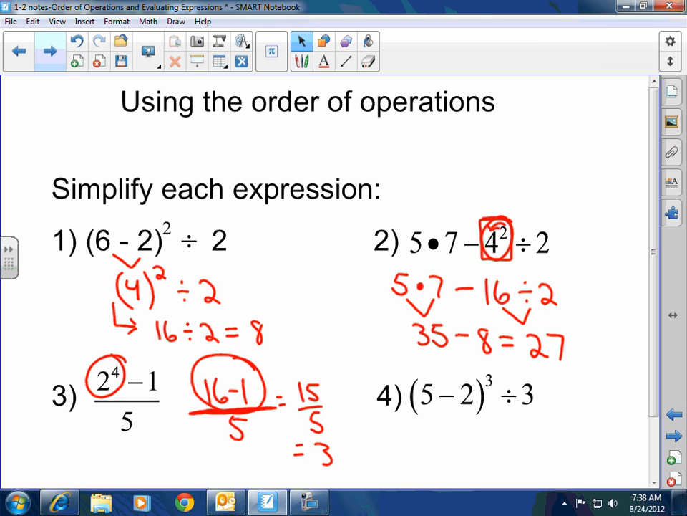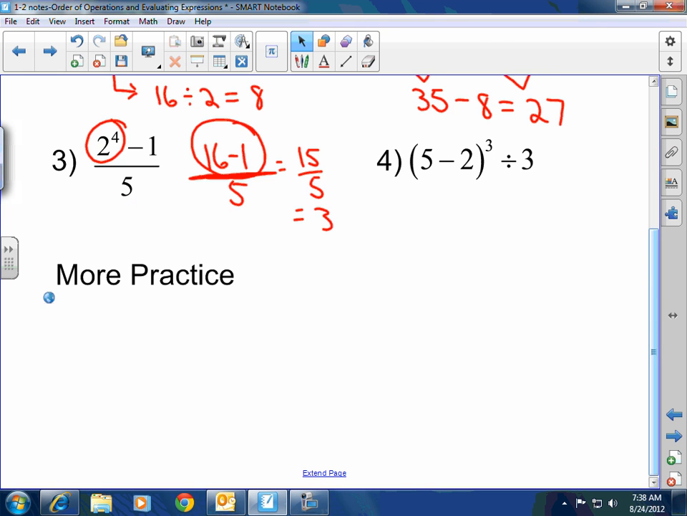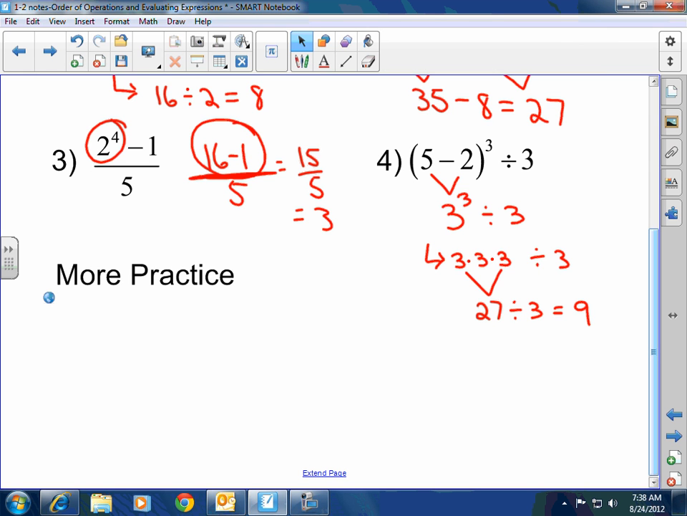Now I have (5 minus 2) cubed divided by 3. Okay, so I have 5 minus 2 inside of the parentheses, so that's 3 cubed divided by 3. Now exponents. 3 cubed is 3 times 3 times 3 divided by 3. So 3 times 3 times 3 is 27 divided by 3 equals 9. Order of operations.